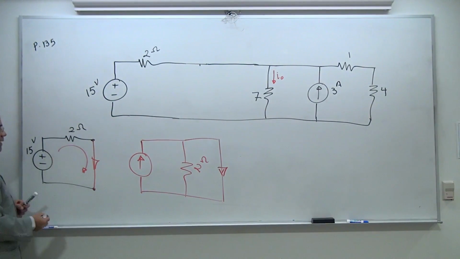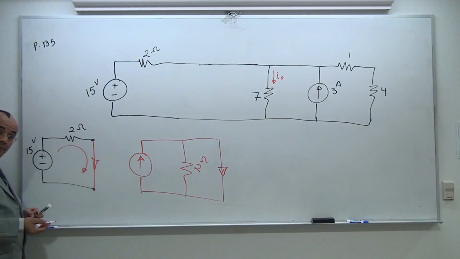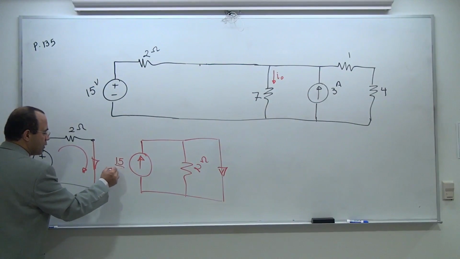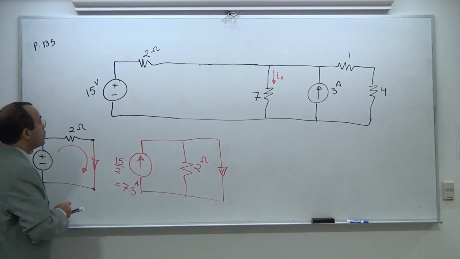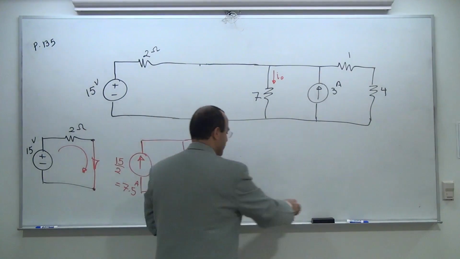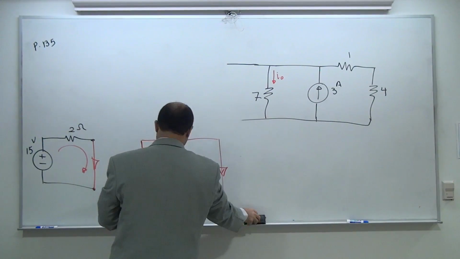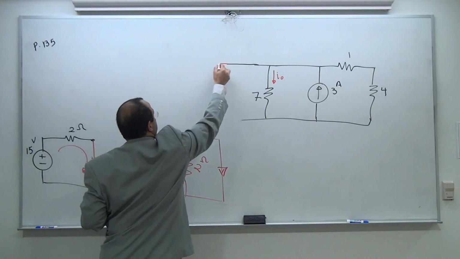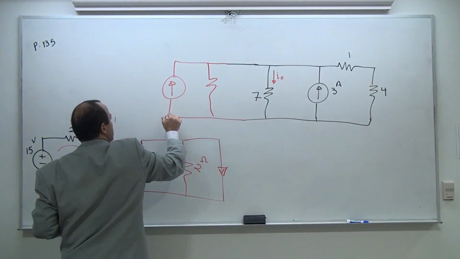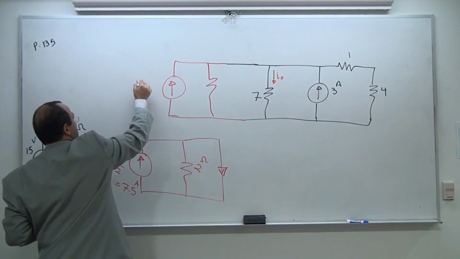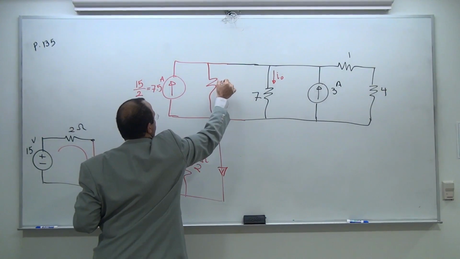Now how much is the value of the current in this loop? 15 falls across the 2 ohm. You can write a KVL if you like. It's going to be 15 divided by 2. It's going to give me 7.5 amp. So I'm going to go ahead and replace this part with a resistor and a current source. This is going to be 15 divided by 2, which is 7.5 amp, and this is going to be 2 ohm.